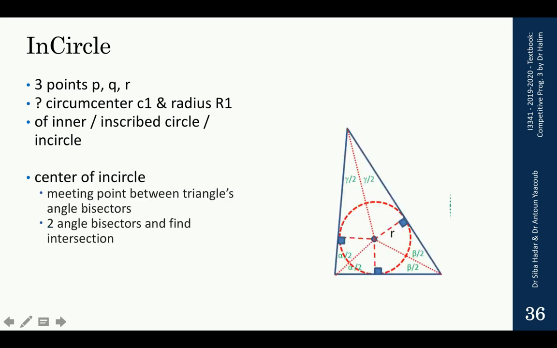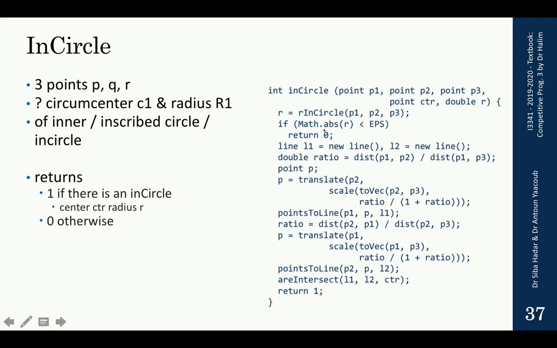And we are also given that the location, the center of this incircle is the meeting point between the triangle's angle bisectors. So the bisectors of each angle, they have a meeting point. So this meeting point is the center of the incircle. We can calculate the meeting point of 2 of them. It is sufficient. And the meeting point, we already know that we calculate it using our intersect function.